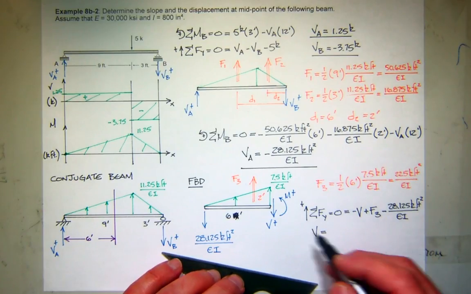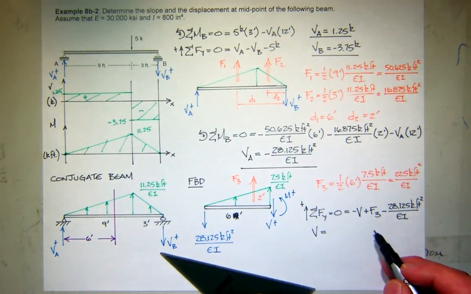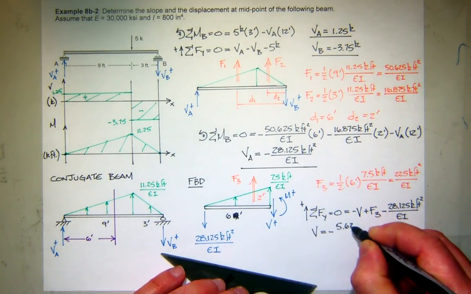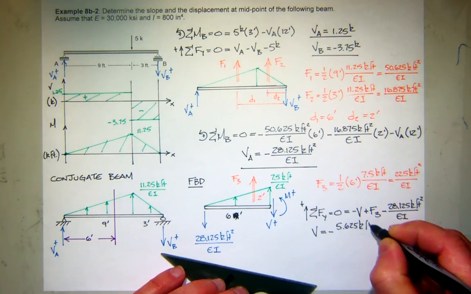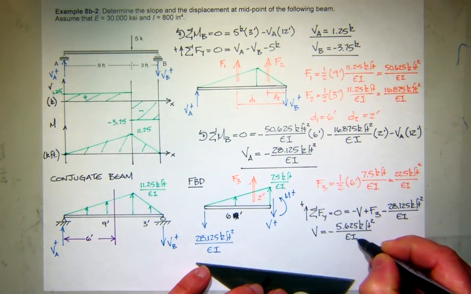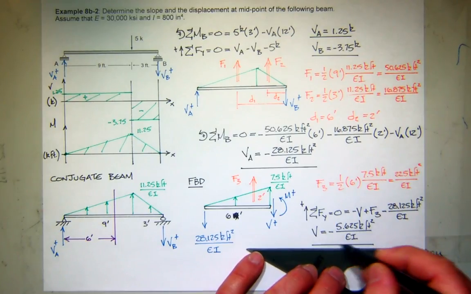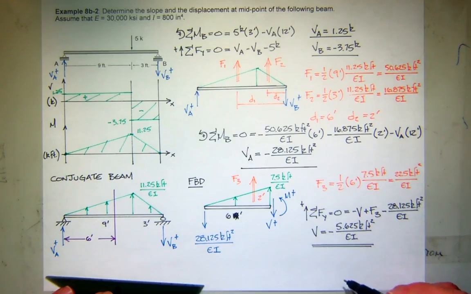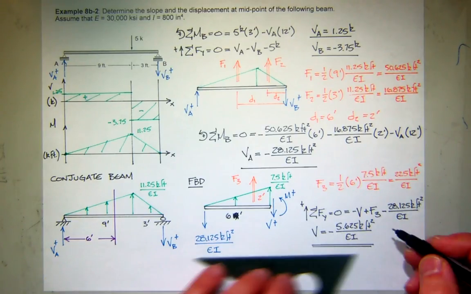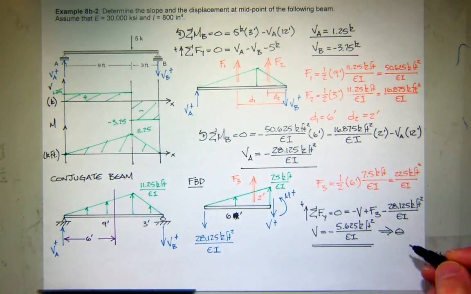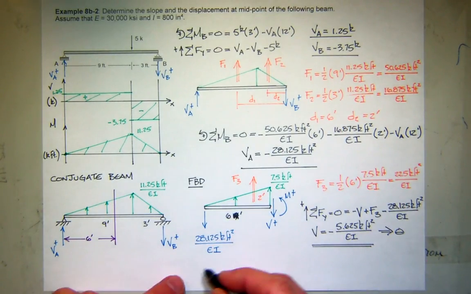No, I did that wrong. Did I? No, it's negative. Negative 5.625, and that's kip-feet squared over EI. So what do I do with that? Remember, the shear in the conjugate beam is really the slope in the real beam. So I can come back now and compute the slope.